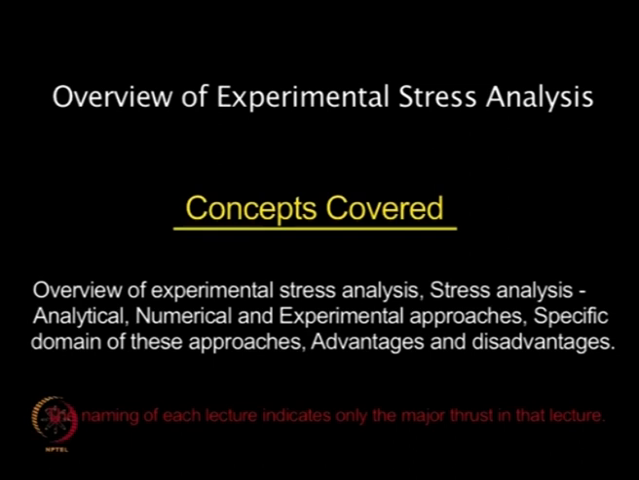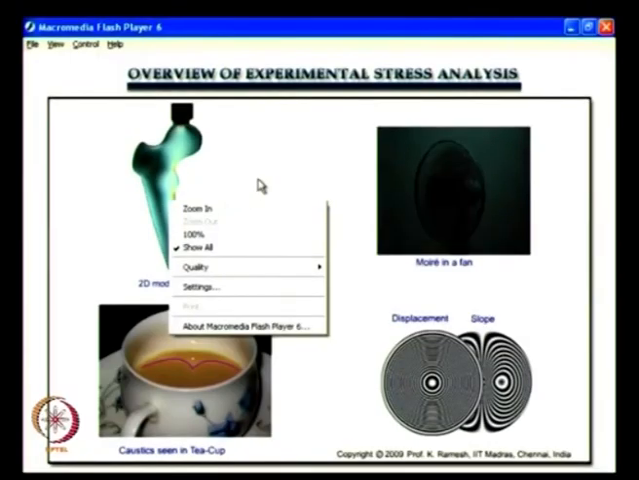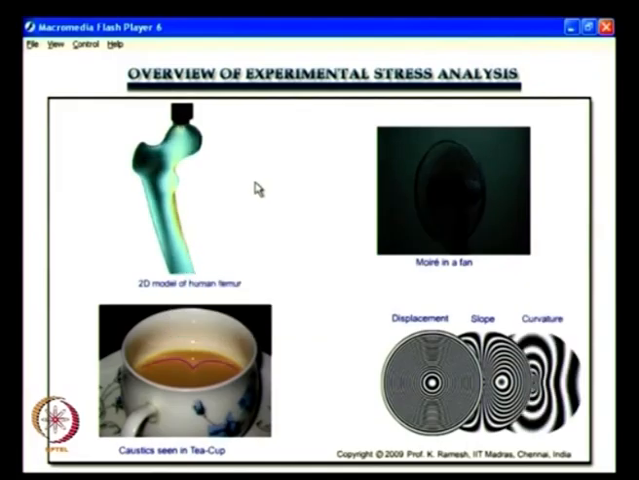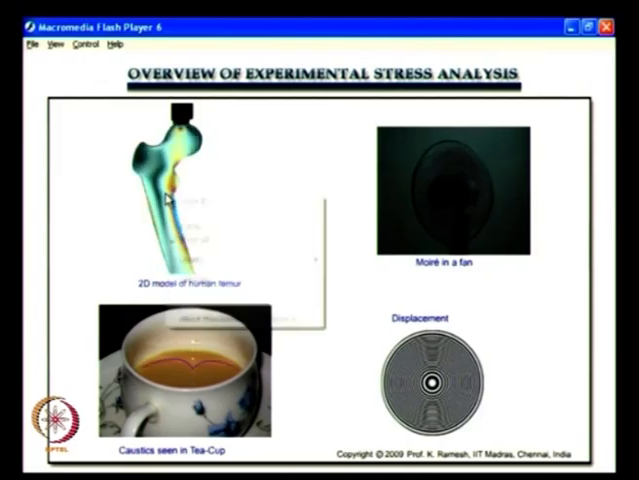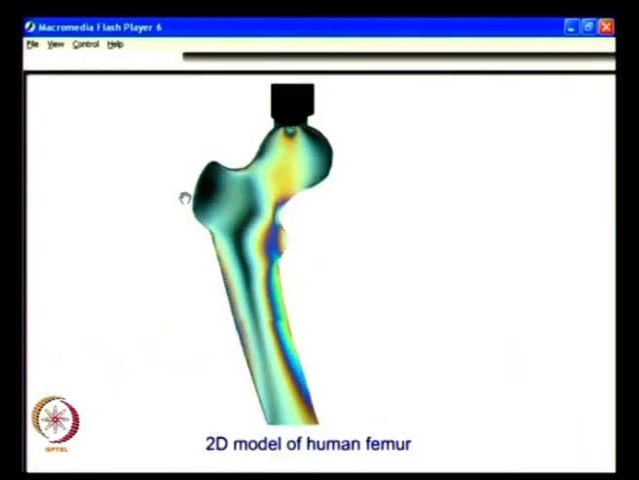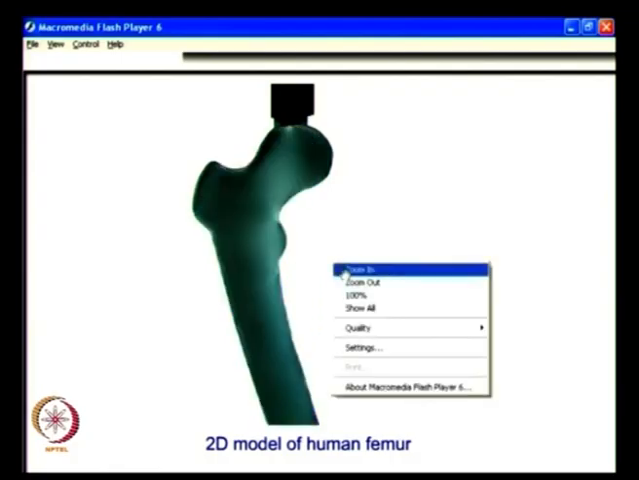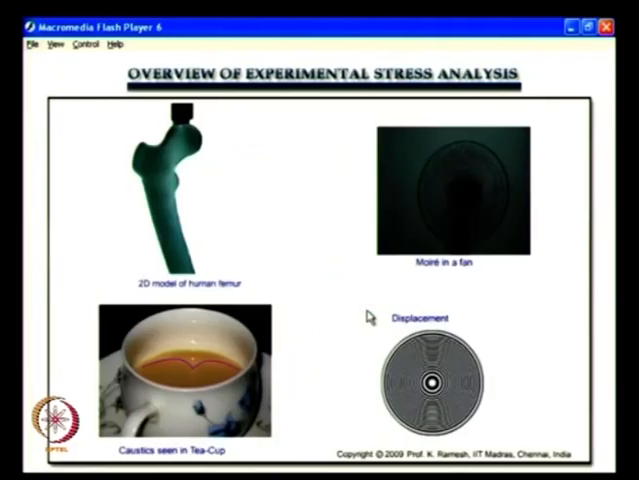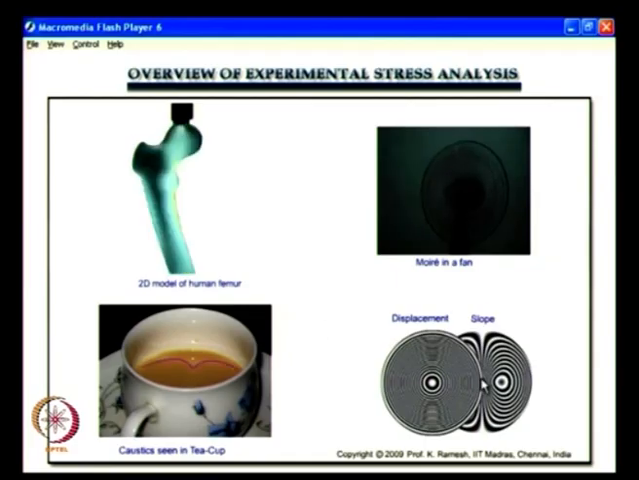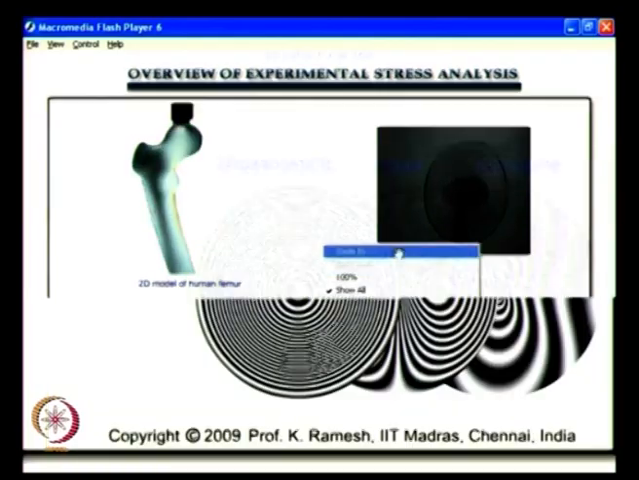This lecture is on overview of experimental stress analysis, and this slide shows in a nutshell what experimental stress analysis is all about. And what we see here is stress patterns observed in a 2D model of a human femur. So, you get stress information in stress analysis, and you also get displacement information in stress analysis.